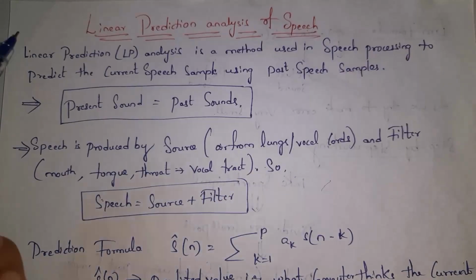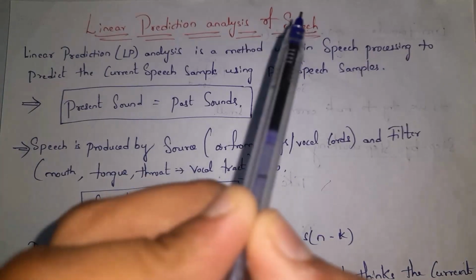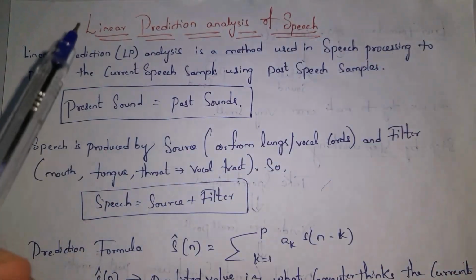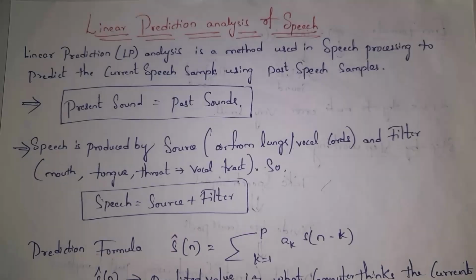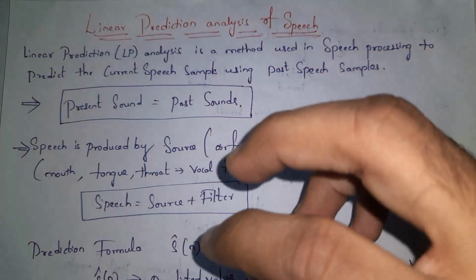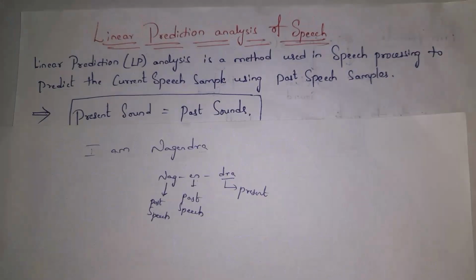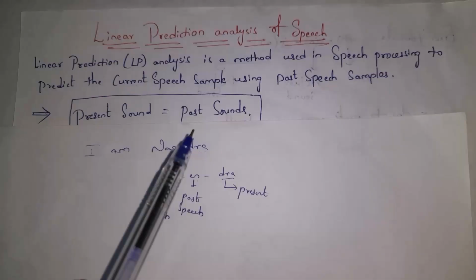Let's get started. Linear prediction analysis is a method used in speech processing to predict the current speech samples using past speech samples. Guys, in linear prediction analysis, we'll predict present sound using past sounds. For example, whenever we speak, our sound is continuous. So, our present sound depends on past sounds.